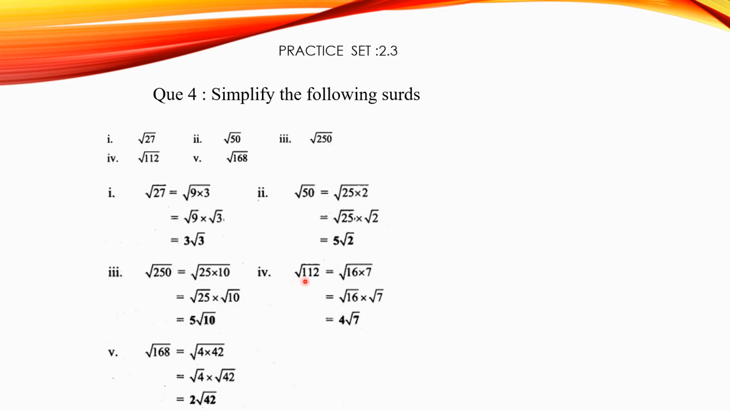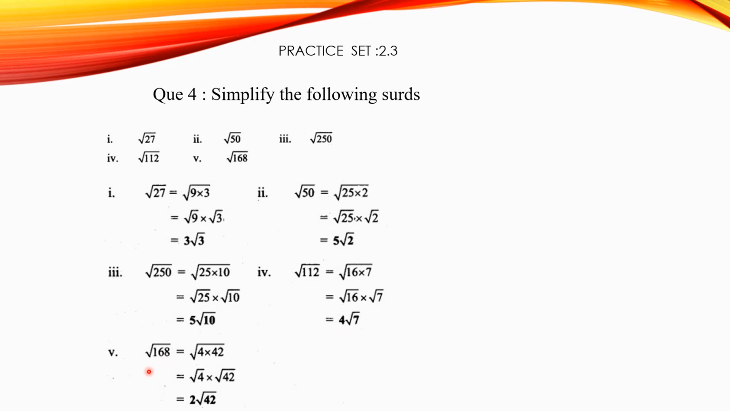Fourth question is root of 112, which is equal to root of 16 multiplied by 7. So it can be further written as root 16 multiplied by root 7. Root 16 is 4, and the simplified version of root 112 is 4 root 7.